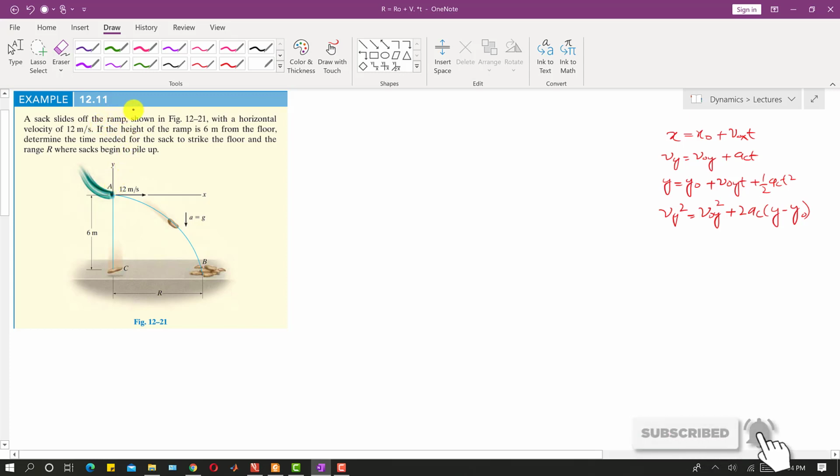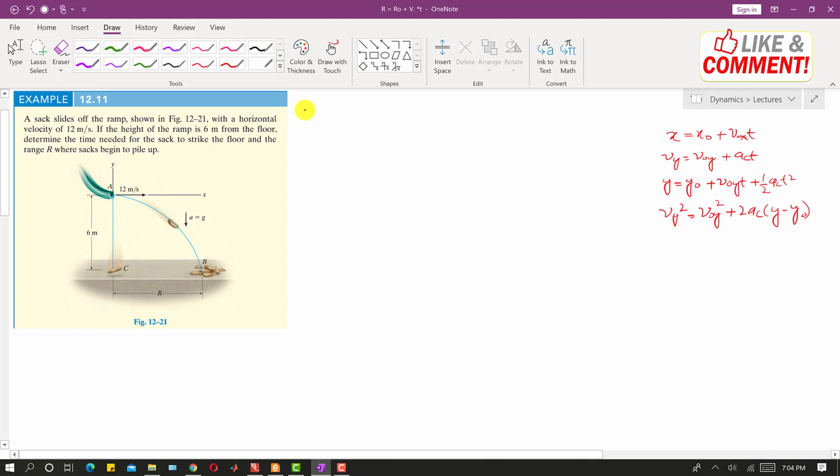Now I am going to solve this example which is based on projectile motion. In this problem we are given that a sake slides off this ramp, shown in this figure, with a horizontal velocity of 12 meters per second. So the sake slides off the ramp and is released at this point A with a horizontal velocity.